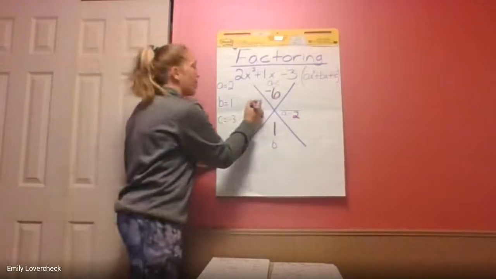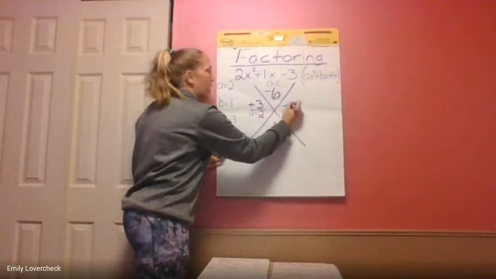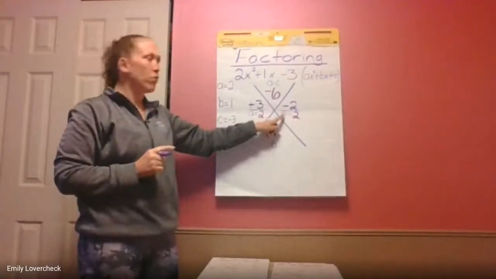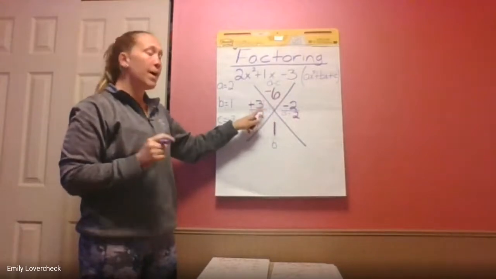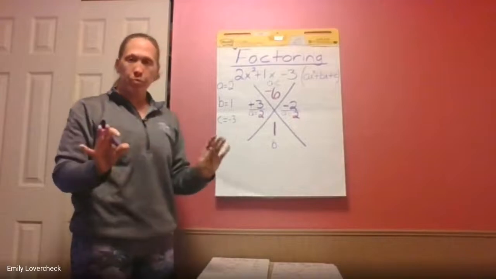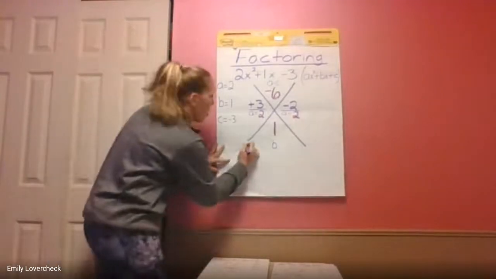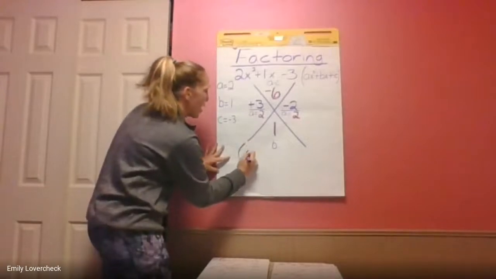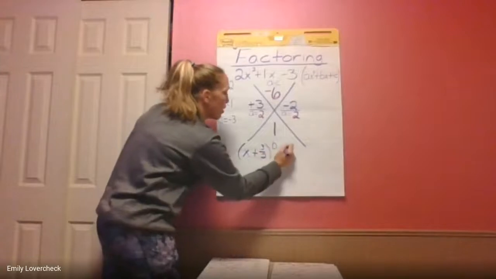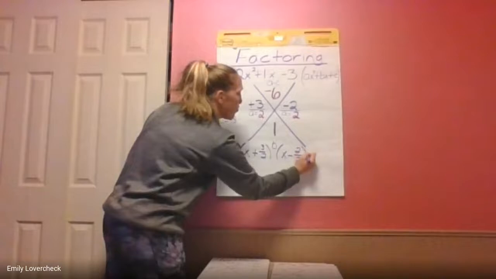Well, looking at it, I would think +3 and -2. +3 times -2 is -6, but +3 plus -2 is +1. So we have our factors there that work. So then I'm going to write them out. And so I end up with x plus 3/2 and x minus 2/2.